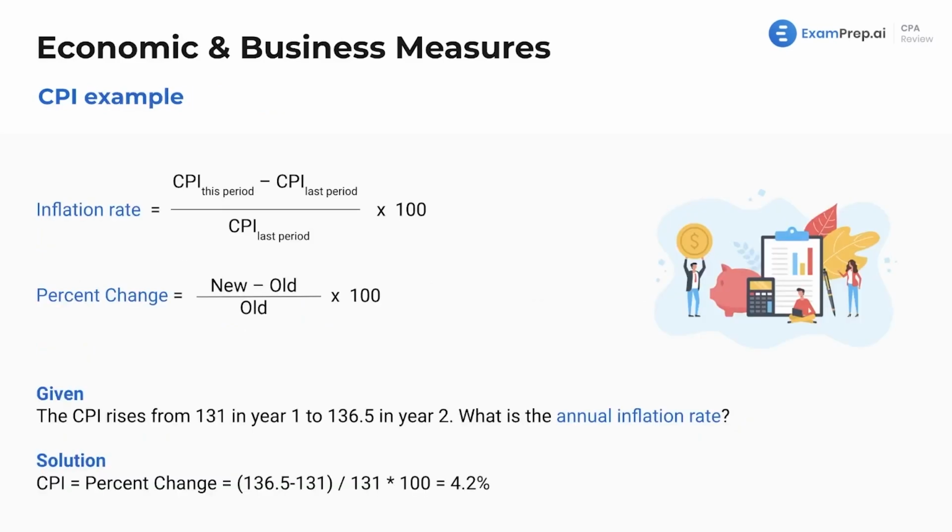Example of CPI, nothing crazy, nothing radical. This should just be so memorized because it's just not that big of a deal compared to so much else of what we'll see. Here are our formulas again. What's given? The CPI rises from 131 to 136.5. Could they give it to you in percentages or just numbers? Doesn't really matter, right? Just apples to apples, oranges to oranges. So it just gives it to us in numbers. Don't worry about what the numbers mean. What's the annual inflation rate? So the new minus the old divided by the old, and then times 100 to create a percentage.